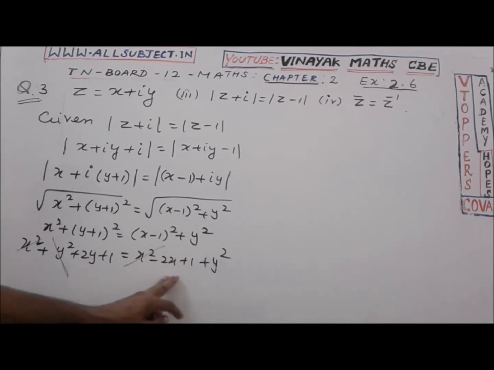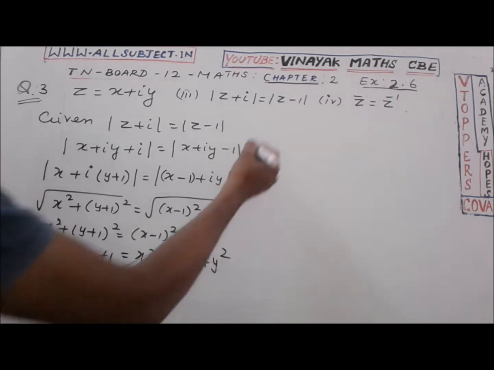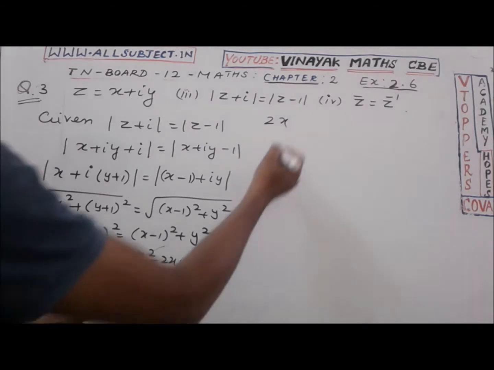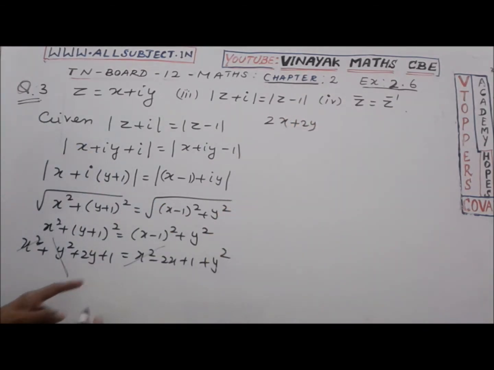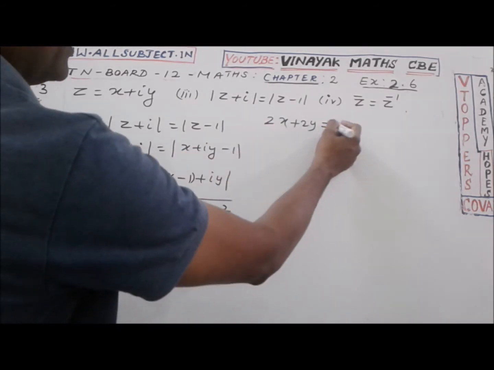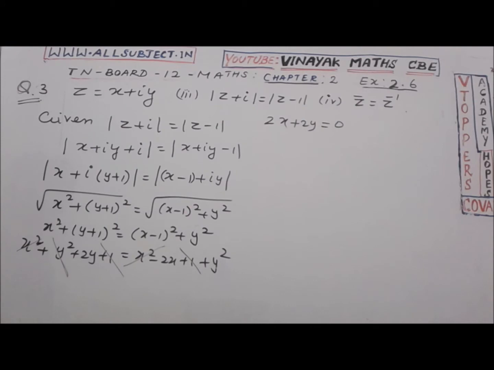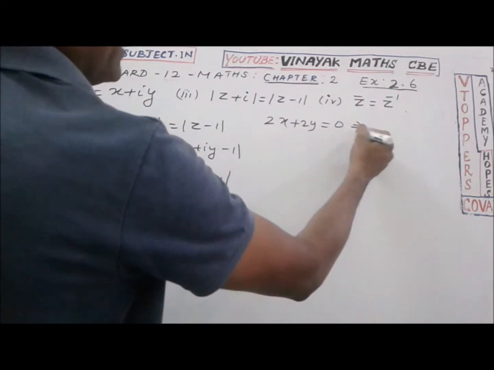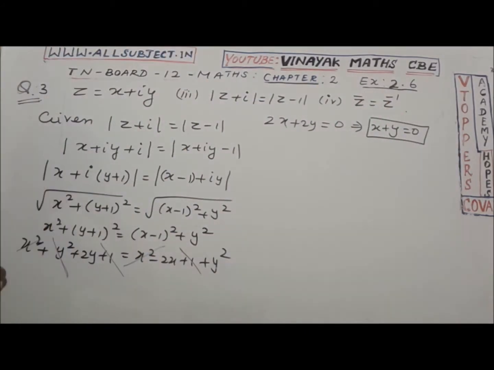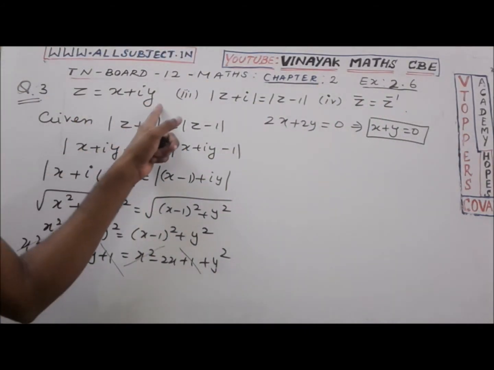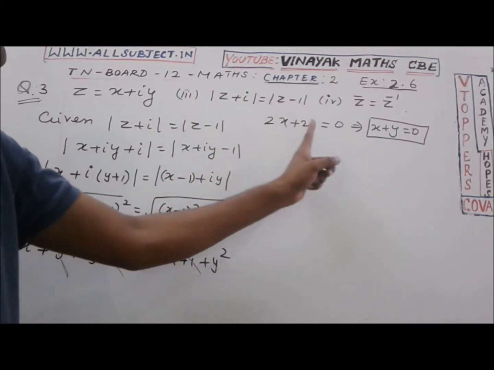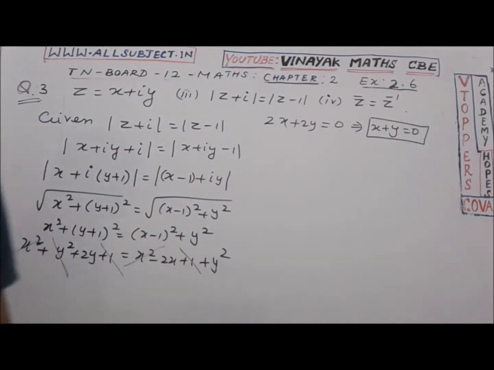The remaining terms, bringing them to the left side, we'll have 2x plus 2x... already we have plus 2y here, and then 1 and 1 get cancelled. So remaining are 2x plus 2y equal to 0. When we divide it by 2, we get x plus y equal to 0. Therefore, the Cartesian equation of the complex number z equal to x plus iy, following the condition modulus of z plus i equal to modulus of z minus 1, is x plus y equal to 0.